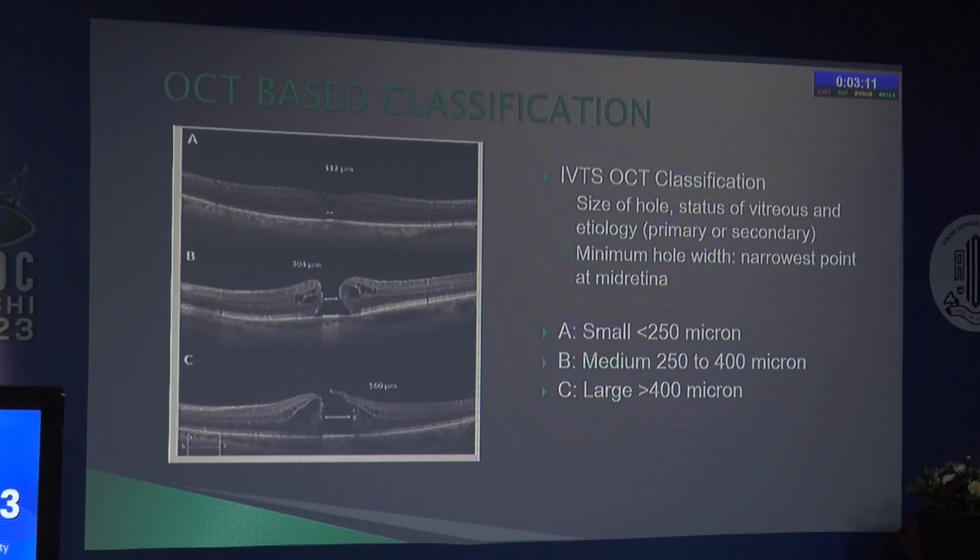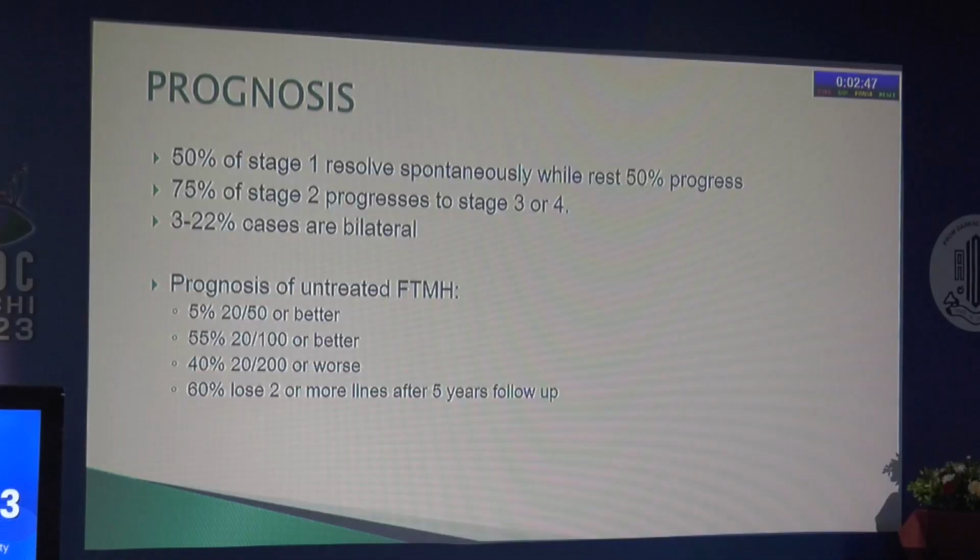Recently, apart from the different indices which are given for the OCT, the main one is the IVTS classification, which is classified on the basis of size, in which we measure the minimum distance. If it is smaller than 250 microns, we call it small. 250 to 400, we call it medium, and if it is more than 400, we call it a large macular hole.